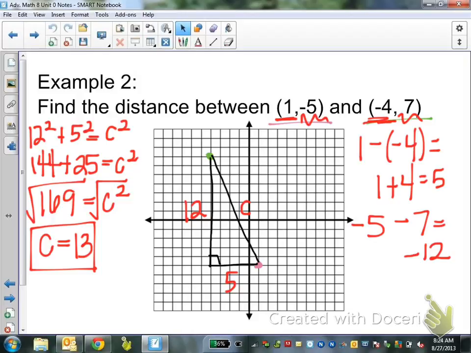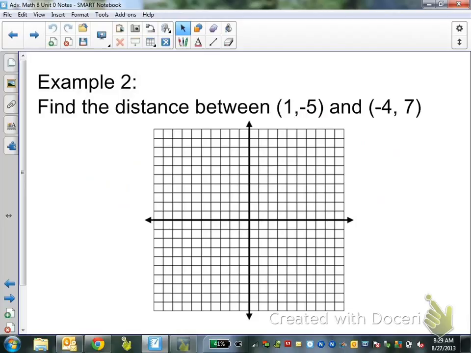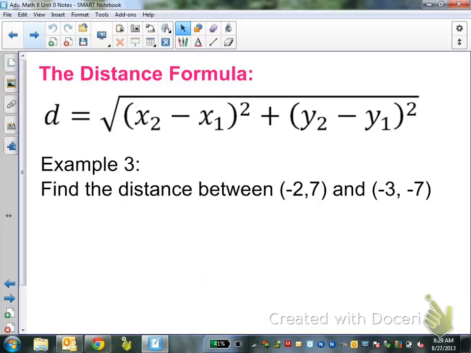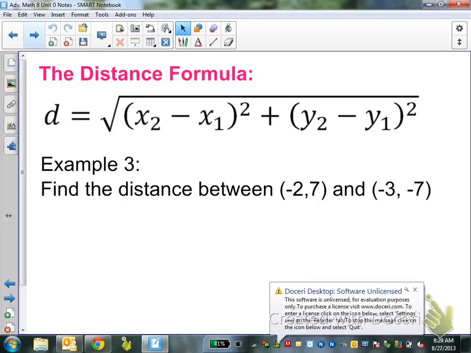So, the distance formula. The distance formula, D equals the square root, because that's what we have to do at the end, of the first x, or x2 minus x1. It doesn't matter which x you use first, but you square them, which makes it positive, plus y2 minus y1, and then you square it, which makes it positive.